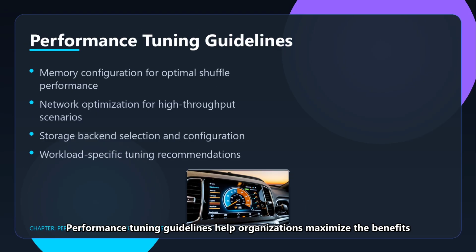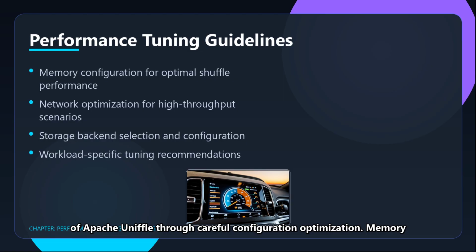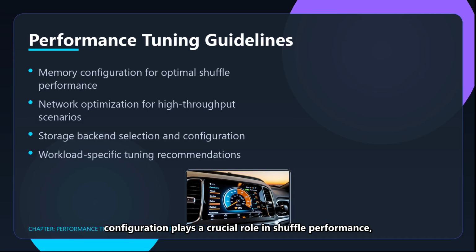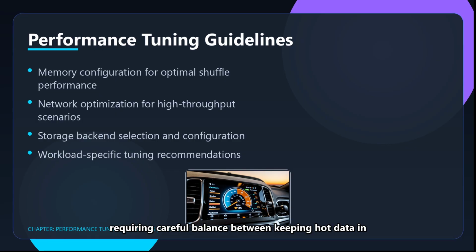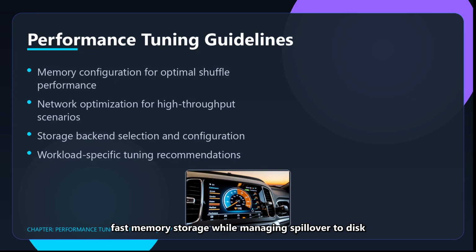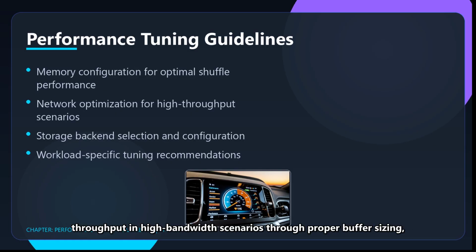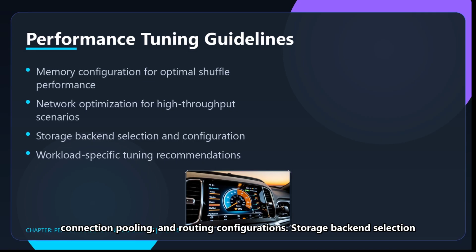Performance tuning guidelines help organizations maximize the benefits of Apache Uniffle through careful configuration optimization. Memory configuration plays a crucial role in shuffle performance, requiring careful balance between keeping hot data in fast memory storage while managing spillover to disk when necessary. Network optimization techniques can significantly improve throughput in high-bandwidth scenarios through proper buffer sizing, connection pooling, and routing configurations.